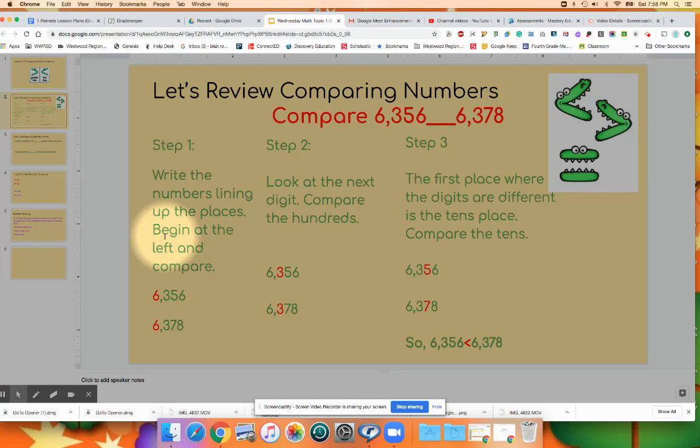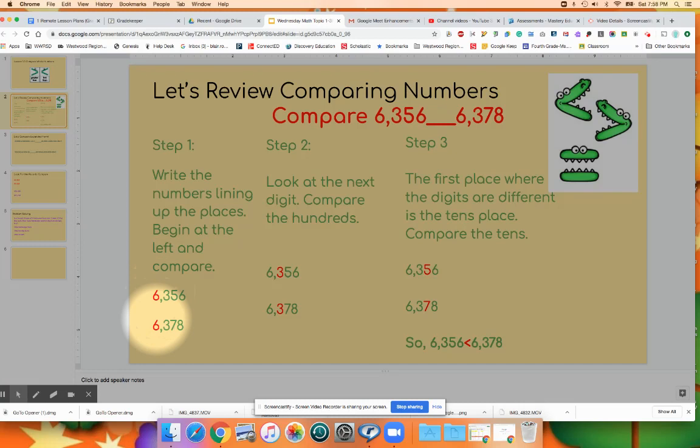So my first step is I'm going to write the numbers lining up the places, if that's helpful for you. And you're always going to begin from the largest place value to the left and work your way to the right. So I rewrote our two numbers vertically, so you can sort of compare them by looking down. So if I look at the first place value all the way to the left, it's the thousands place, and they both share the same value or digit, right? They both have a 6 in the thousands place, so I can't compare them there.